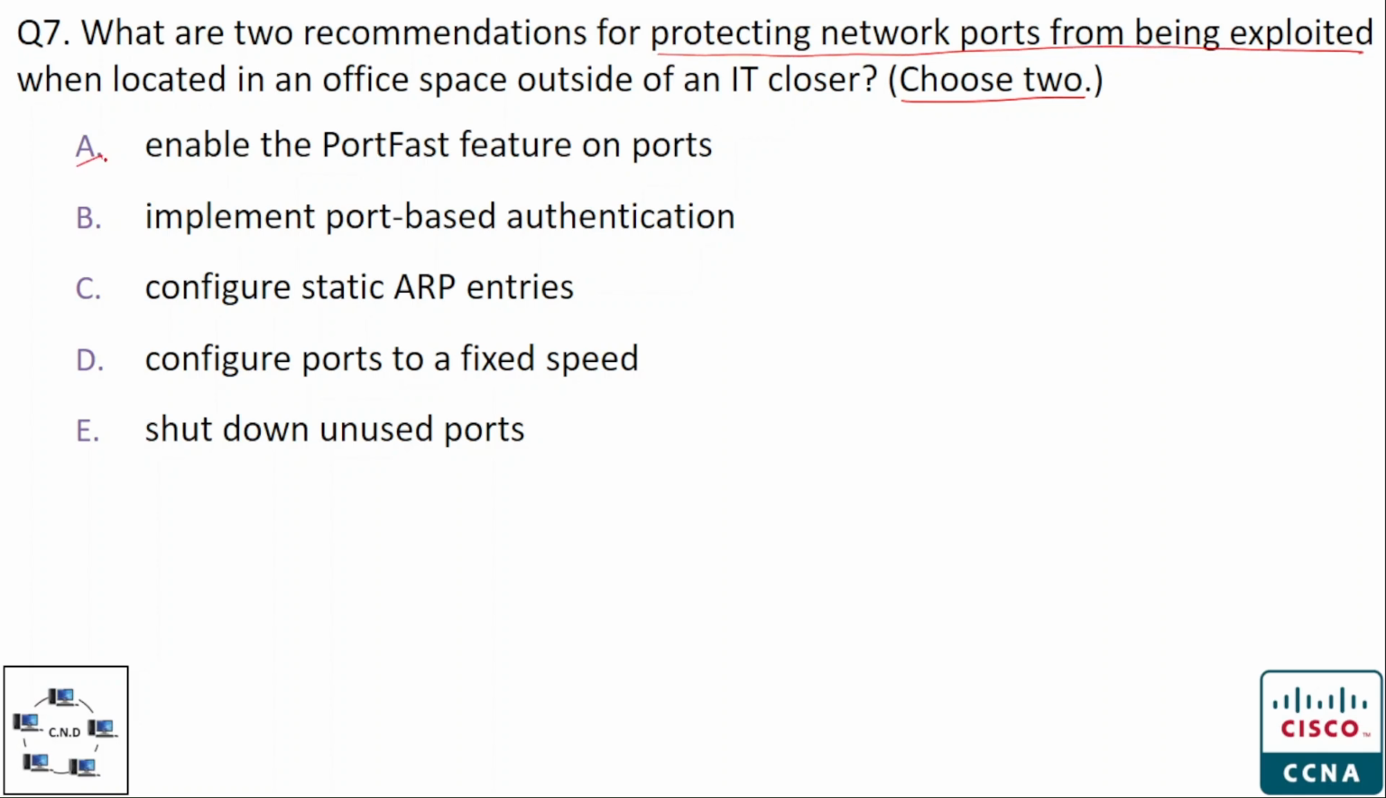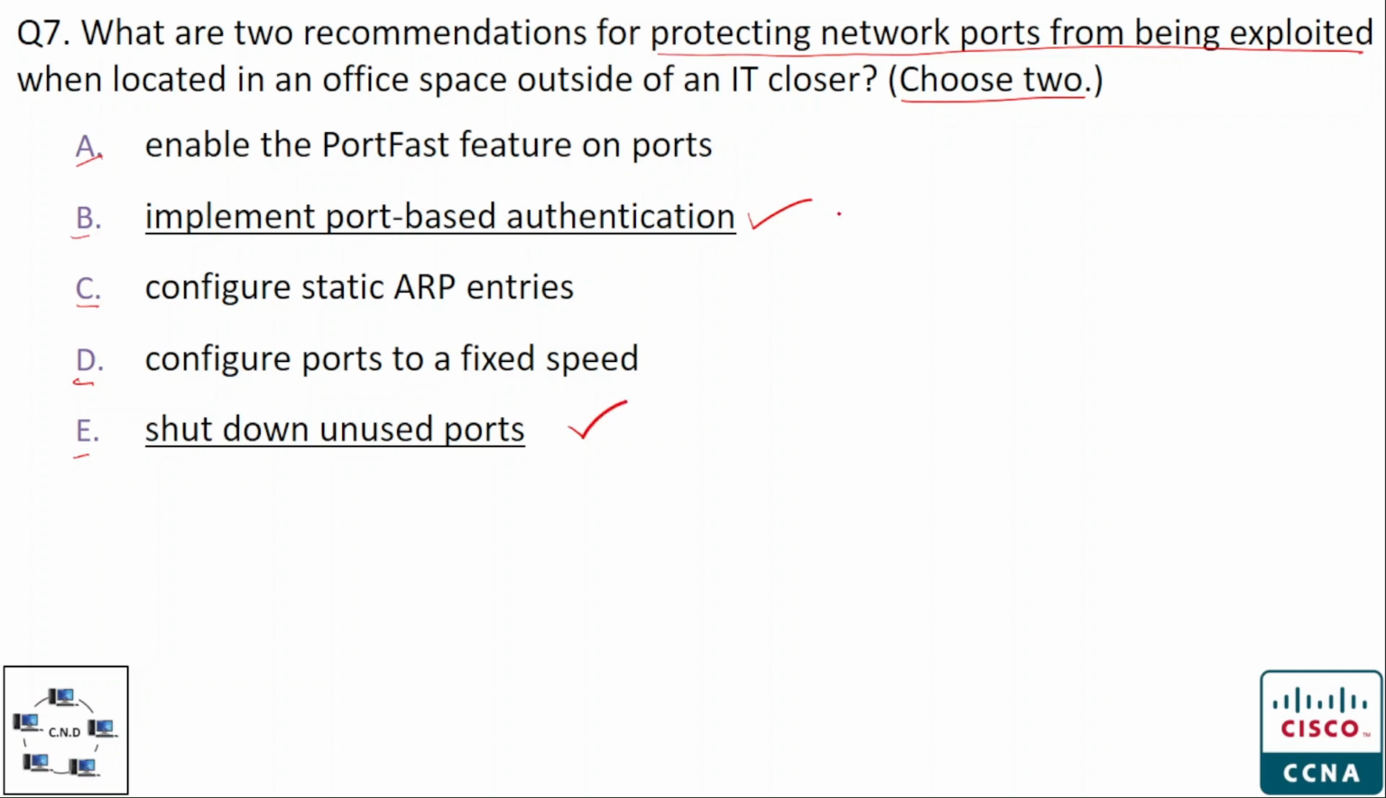And the options are option A, enable the PortFast feature on the ports. Option B, implement port-based authentication. Option C, configure static ARP entries. Option D, configure ports to a fixed speed. And option E, shut down unused ports. And the correct options are option B, implement port-based authentication, and option E, shut down unused ports.